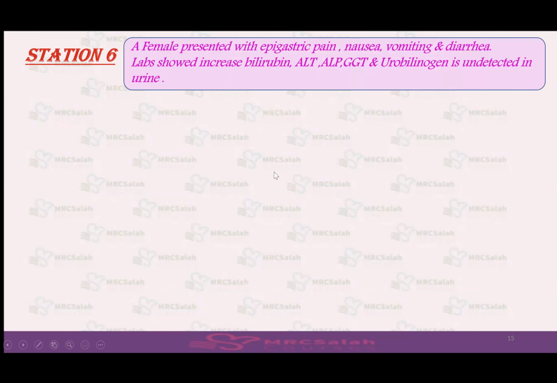Okay, Dr. Adnan, your case is a female presented with epigastric pain, nausea, vomiting, and diarrhea. Labs showed increased bilirubin, ALT, alkaline phosphatase, GGT, and urobilinogen is undetected in her urine. What is the type of jaundice this patient is having? This is obstructive jaundice or post-hepatic jaundice.